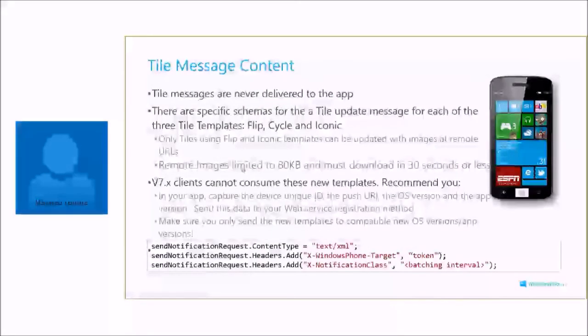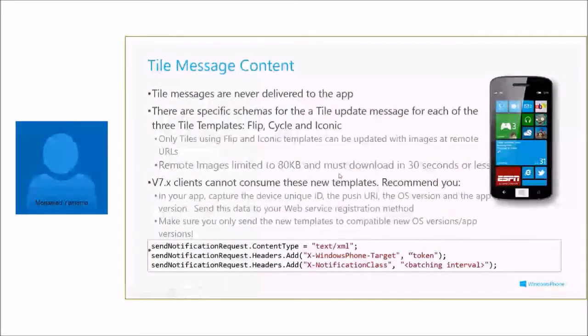Remote images are limited to 80 kilobytes and must be downloaded in 30 seconds or less. So do not think about sending 1 megabyte or even 100 kilobytes of remote images. 7.x cannot consume these new templates, so you have to get the unique ID of the device, URI, and OS version in your application and save that in your database and your web service, for example, so that you send the right messages at the right time.